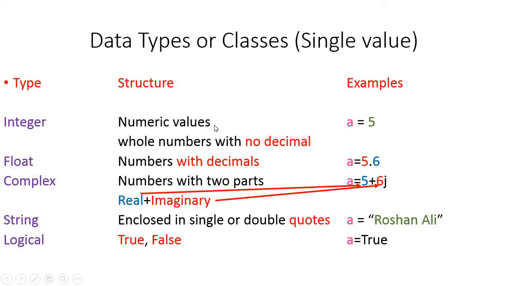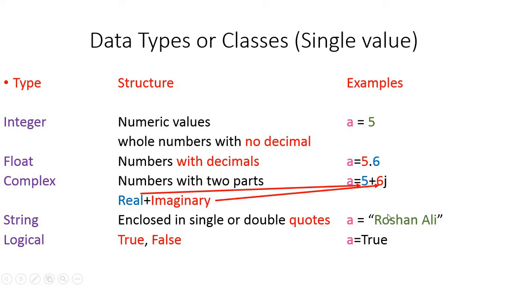In integer, all the values are numeric and they are only whole numbers with no decimal points. For example, A is equal to 5. This 5 is an integer. But in float, there will be a decimal point. For example, 5.6. The complex number has 2 parts. One is the real part, that is the number, and then the second part is the imaginary value where you use a number with a character J. In our program, you used I instead of J, while here you use J in Python. So this is the real part and this is the imaginary part of a complex number. So A is a complex number which is composed of 2 numbers. One is real number and the other is imaginary.